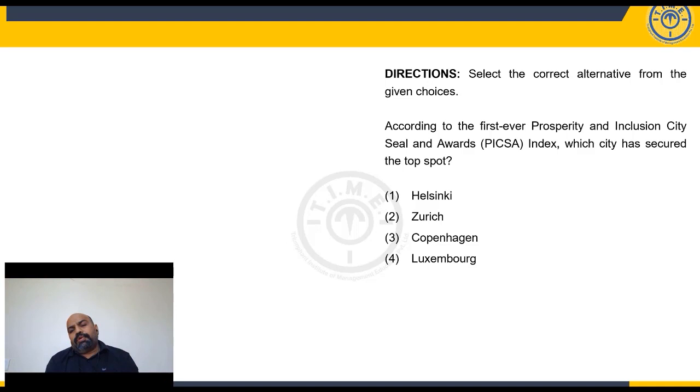So what about Luxembourg, friends? Luxembourg is a tiny country. It's a member of the European Union. Euro is the currency. What's the capital? Luxembourg City. And the leader's name is Xavier Bettel, X-A-V-I-E-R, B-E-T-T-E-L.